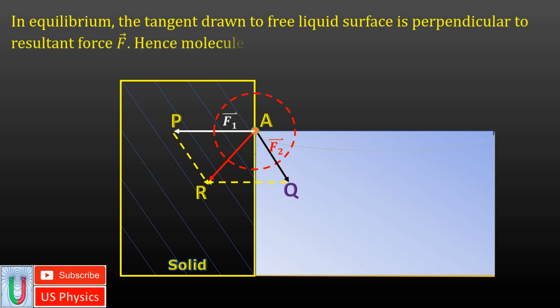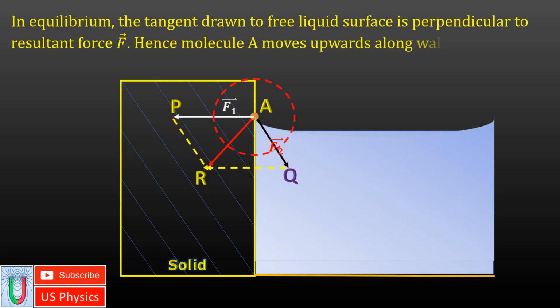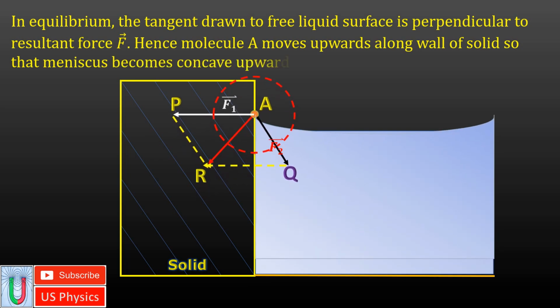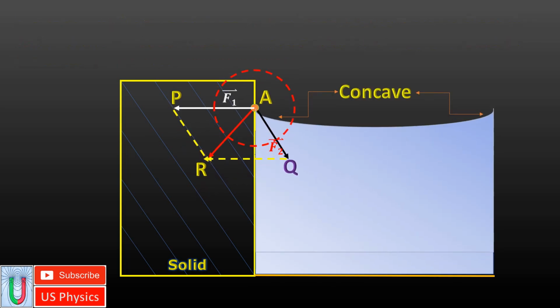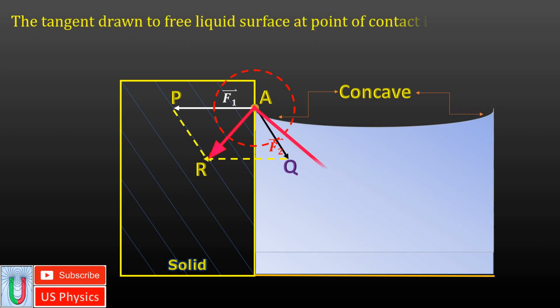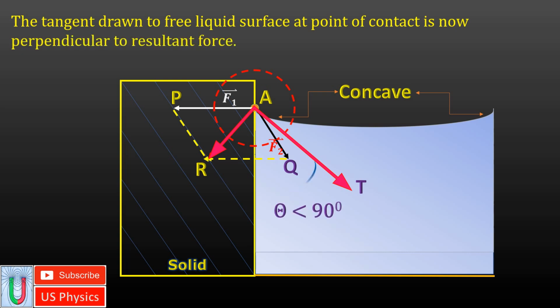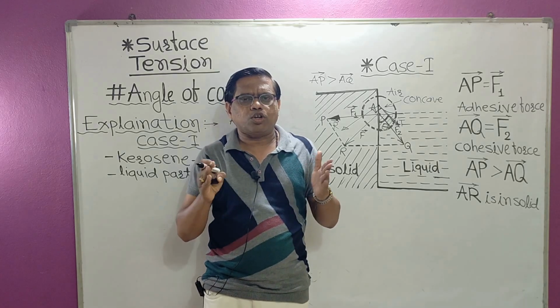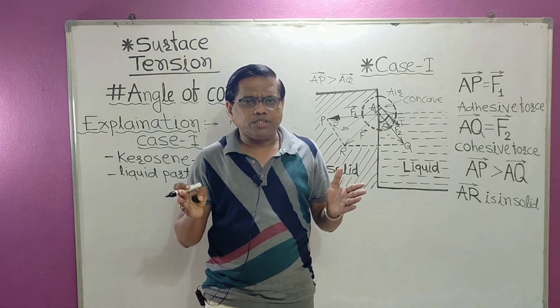Hence molecule A moves upwards along wall of the solid so that meniscus becomes concave upwards. The tangent drawn to free liquid surface at point of contact is now perpendicular to resultant force, and hence angle of contact is less than 90 degree, that is acute. So this is all about the concave meniscus between the solid and liquid, where the liquid partially wets the solid.